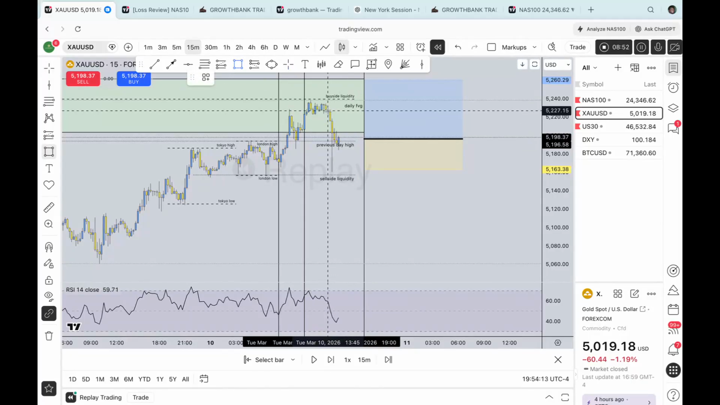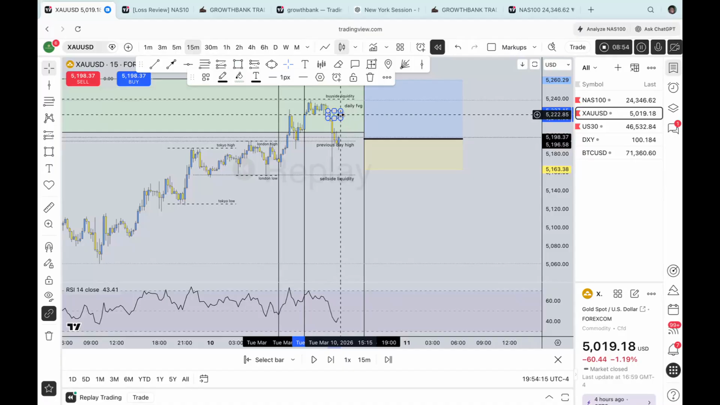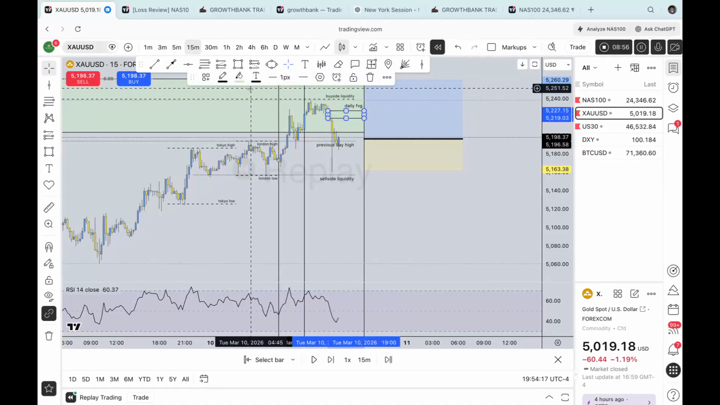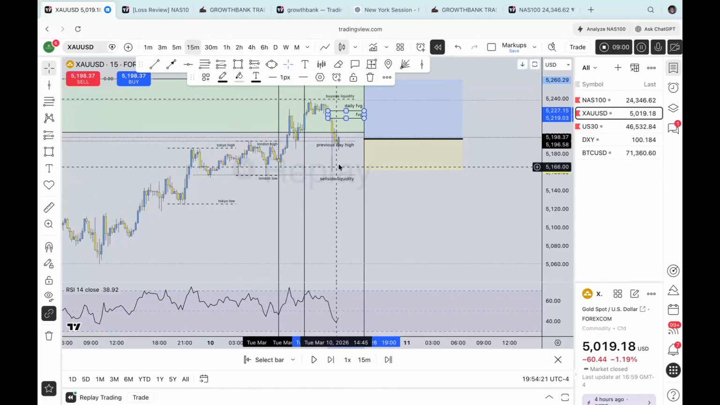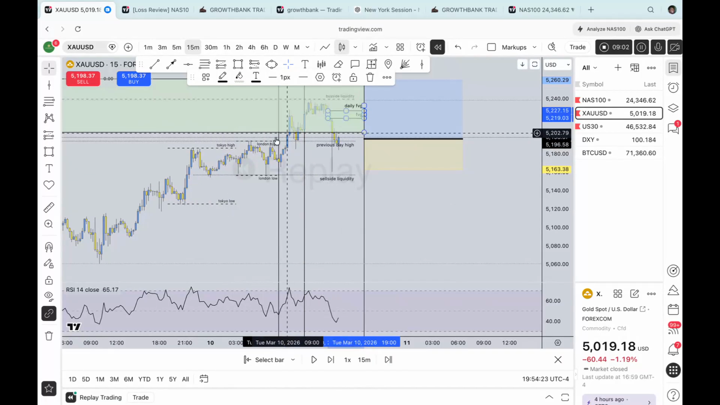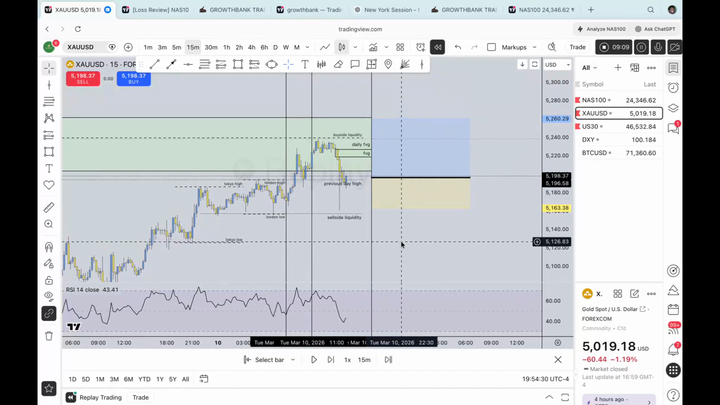This is how we should have done it. I'm just showing you this in real time so you understand exactly how we would have taken this trade. So this becomes the fair value gap right here. Our expectation now, because we took out all of our buy side liquidity, is for price to come back into here and then sell.